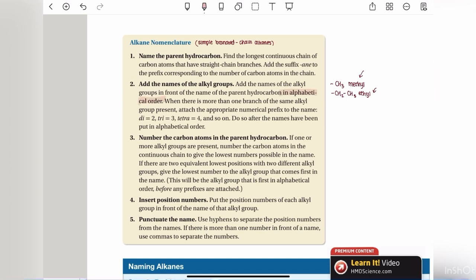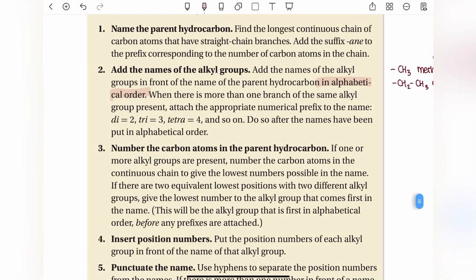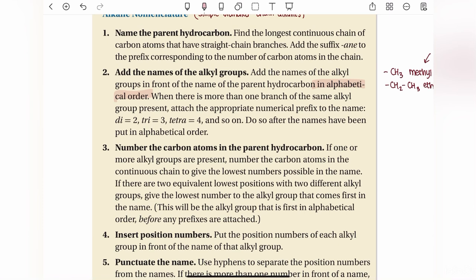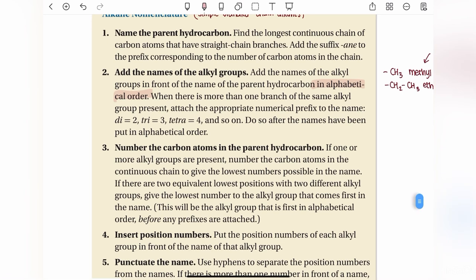When there is more than one branch of the same alkyl group present, attach the appropriate numerical prefix to the name. Di for 2, tri for 3, tetra for 4, and so on. You can refer back to that figure that we looked at. So do so after the names have been put in alphabetical order. That's kind of obvious, because if we were to add prefixes to the names first, the order might change, because, I don't know, like D comes before tri, even though E comes before M. So we have to put these in alphabetical order before we add the prefixes.